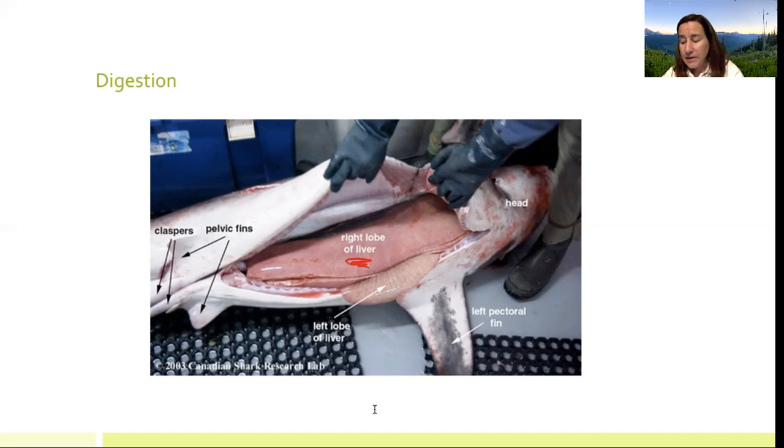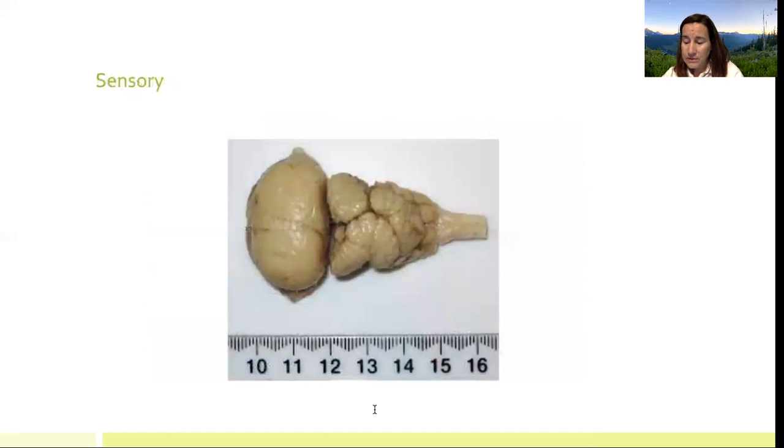Another thing that helps break down food is your pancreas. It's going to release a whole bunch of enzymes to help break down food. So both of these are really important digestive organs that have been in our more advanced animals, in our vertebrates.